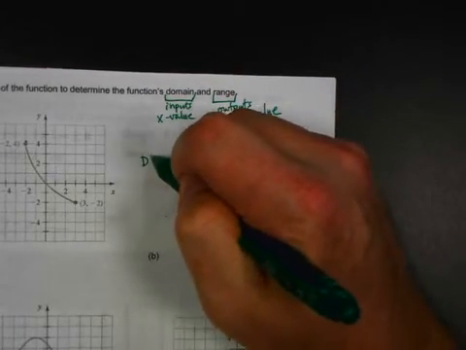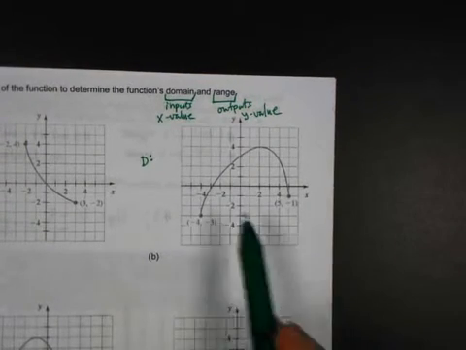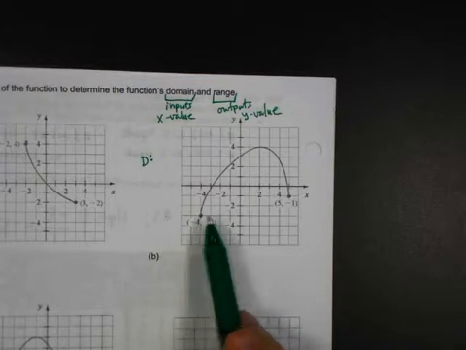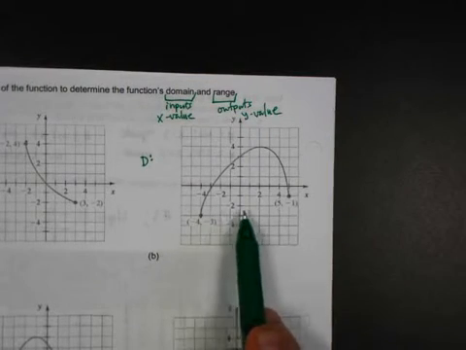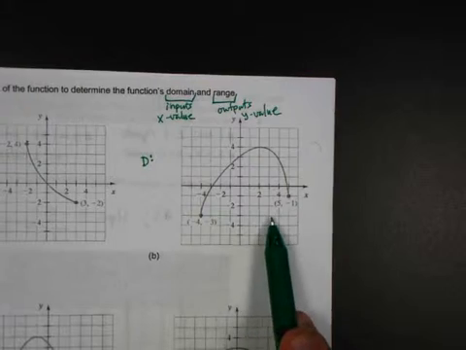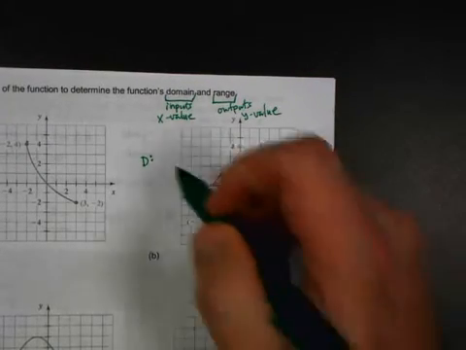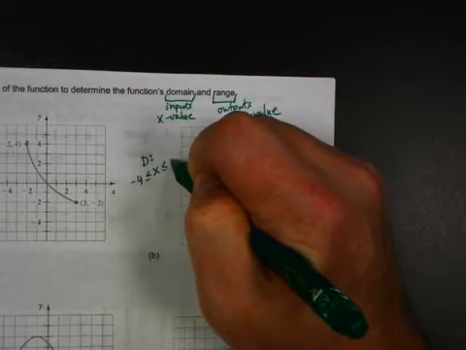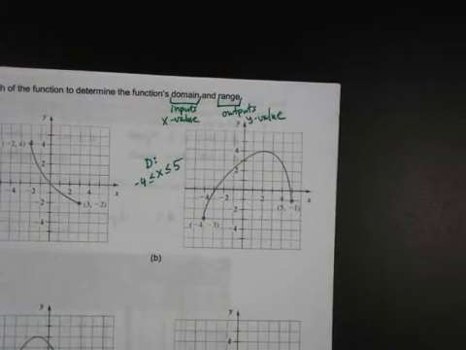What's the domain? -4 less than or equal to X less than or equal to 5? Right, domain means the X values. So for the X values, you go to the furthest left point, that's -4, and then you go to the point furthest to the right. What's the point furthest to the right? 5. So we would have -4 less than or equal to X less than or equal to 5. So for domain, you're going left to right. For range, you're going bottom to top.